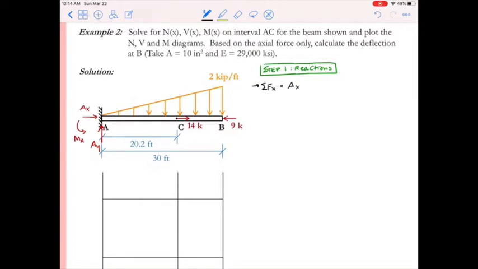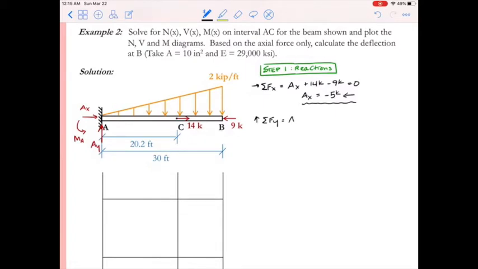Summing forces in the x direction, we get AX plus 14 kips at C and minus 9 kips at B equals 0. So AX ends up being negative 5 kips. Again, when we're talking about external forces like support reactions, the negative 5 just means we drew the arrow in the wrong direction, or AX should be oriented to the left. Next, we'll sum forces in the y direction.